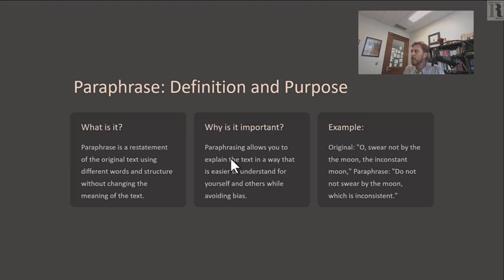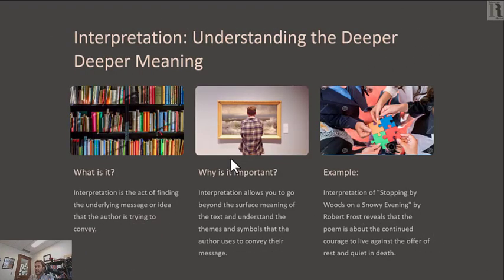An example here, original from Shakespeare: "Swear not by the moon, the inconstant moon." Paraphrase: do not swear by the moon, which is inconstant. Paraphrase is just saying the same thing as the original text, but in different words. This is one of the tools in your kit, but it's not the main tool and it's not analysis. Interpretation is understanding the deeper meaning. What is it? It's finding the underlying message or idea that the author is trying to convey.